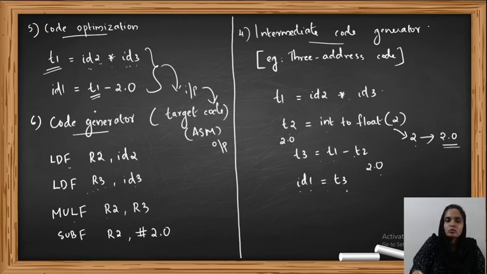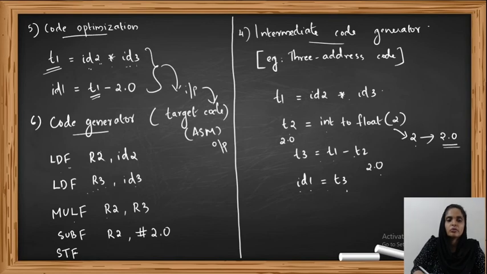Now what do we have to do? We have completed T1 minus 2. This operation we have performed and now we have to store the result to the identifier ID1. And we know that the result is now inside the register R2. We have to store the result that is in register R2 to the identifier ID1. And for that we use the instruction store, ST, and F to denote that it's a floating value.